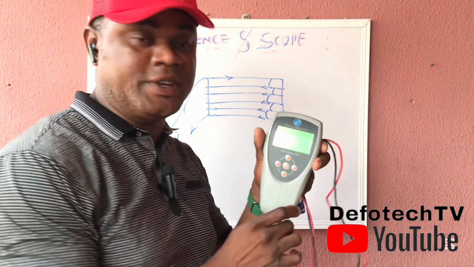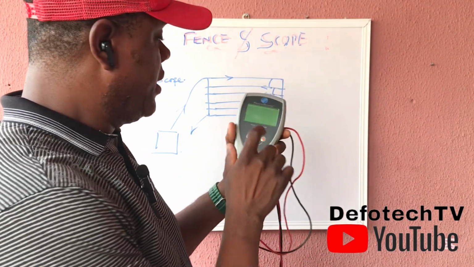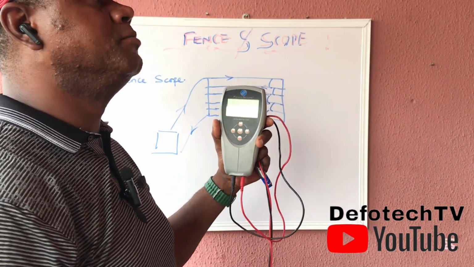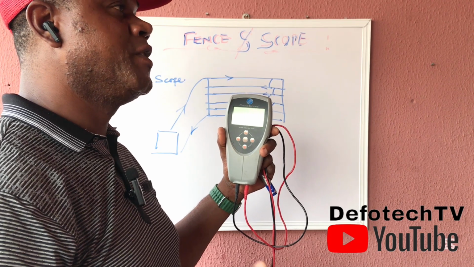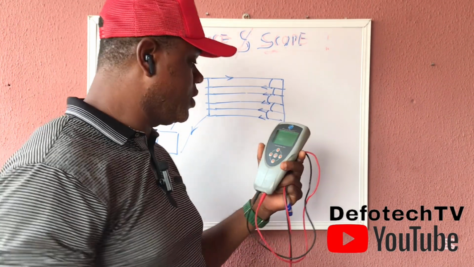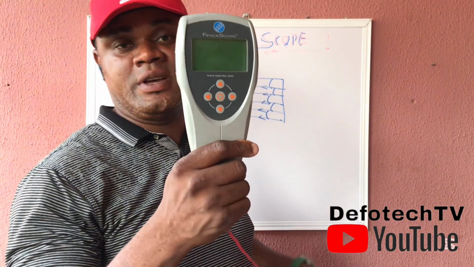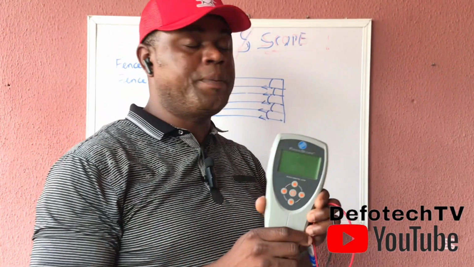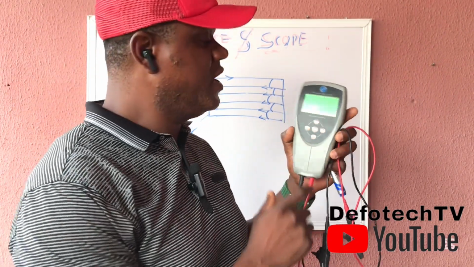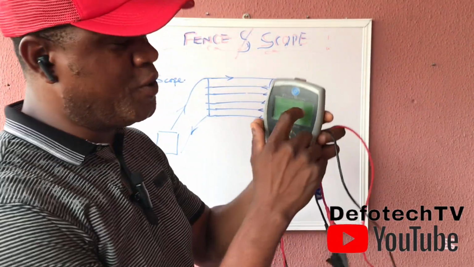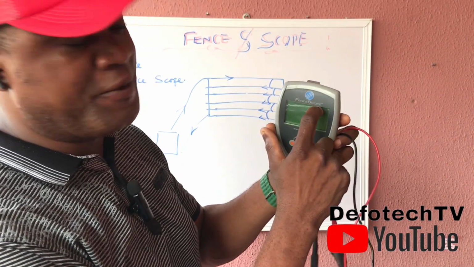Now, you see this, let me say, 70% of the installers today, they don't know what this is. And I'm sure a couple of them have not actually used it. This is your electric fence scope. Now, this is the inscription, fence scope.